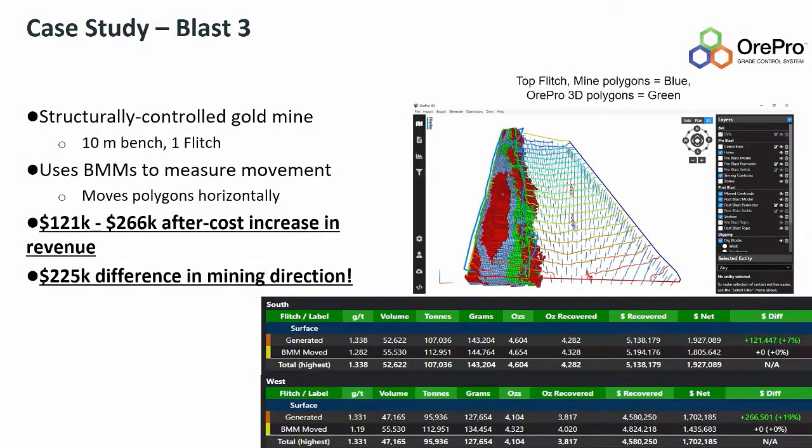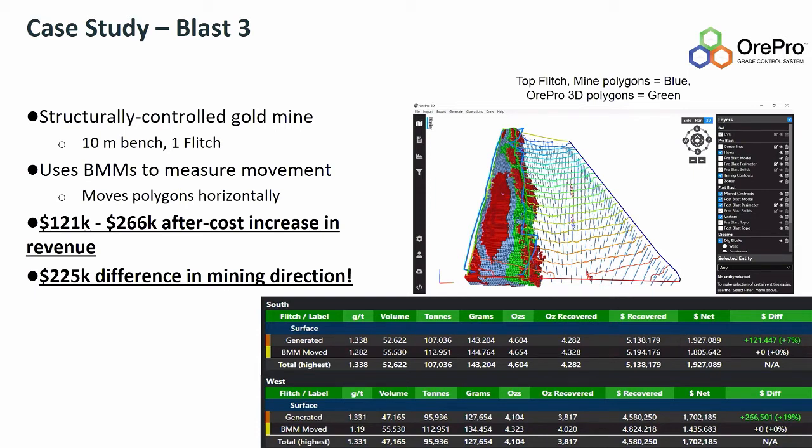This is narrow vein gold. This is 10-meter bench, 1 flitch, so bulk mining methods. Okay? The difference between their slid polygons, their horizontally slid polygons, and the optimized polygons is $120,000 to $266,000, depending on which direction they attack. But depending on which direction they attack, they get $225,000 more gold with optimized polygons. So the digging direction in this is worth nearly $250,000.